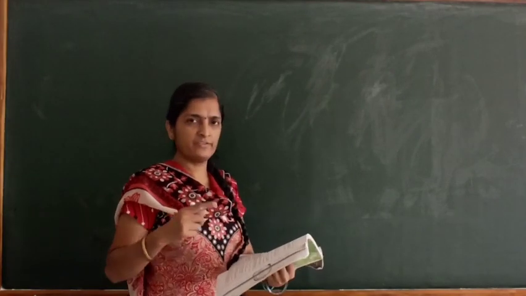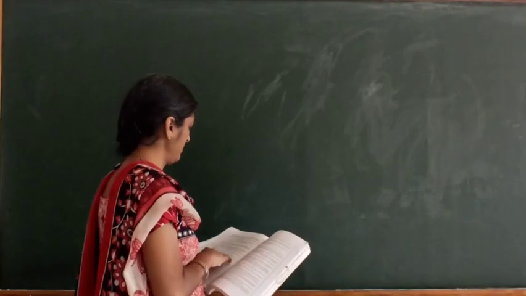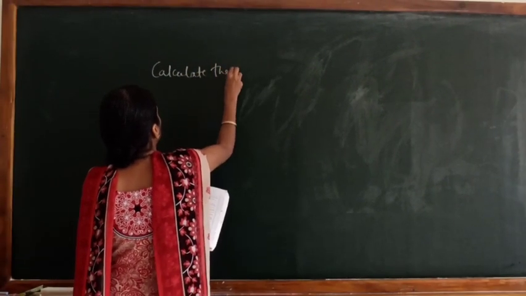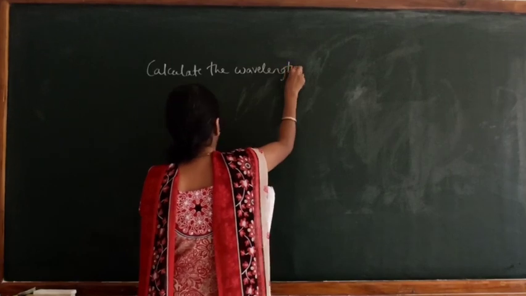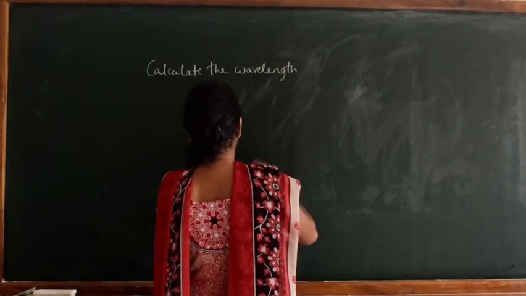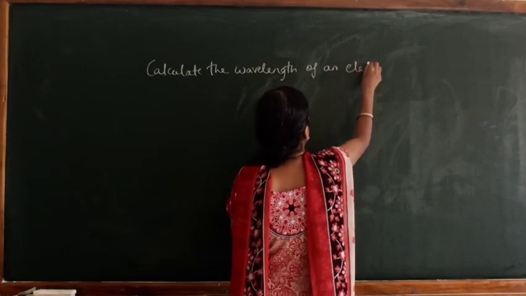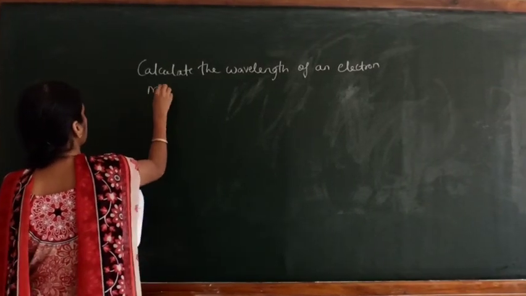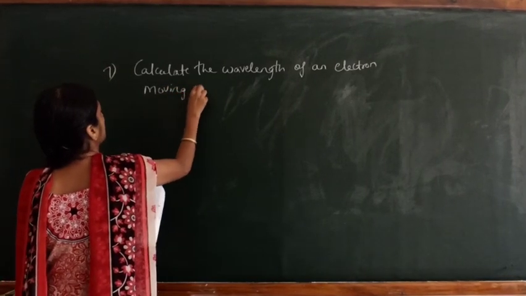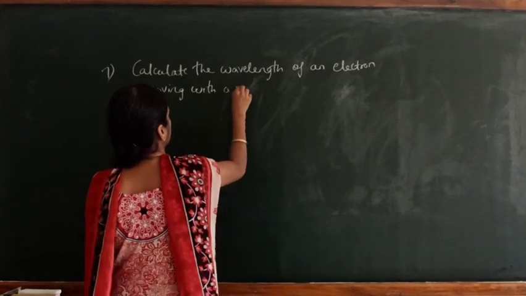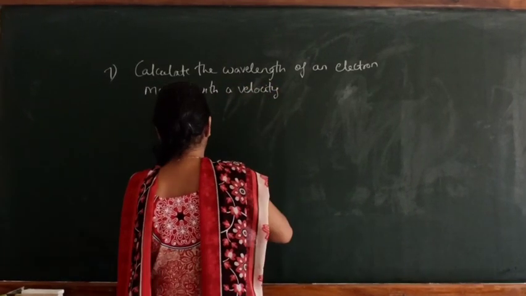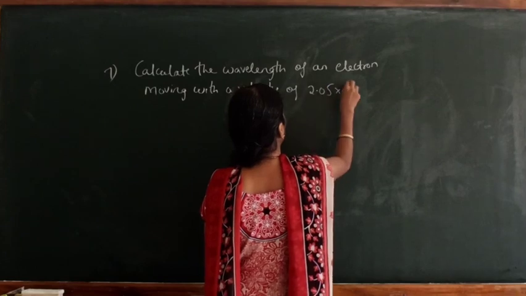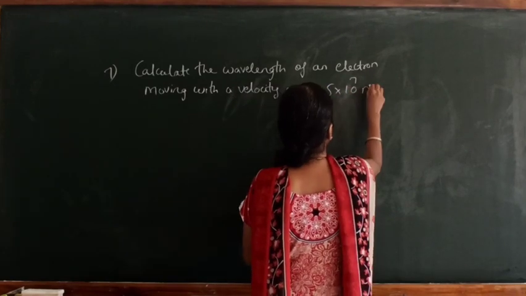Okay students, so yesterday we had started with the problems, today continuing with the problems. The first problem for today is: calculate the wavelength of an electron moving with a velocity of 2.05 into 10 raised to 7 meters per second.